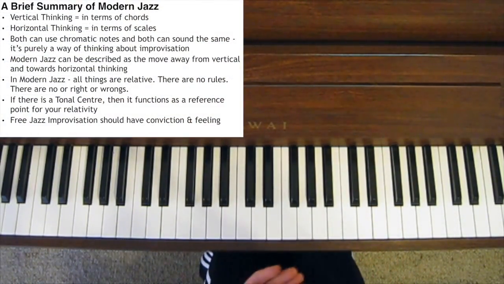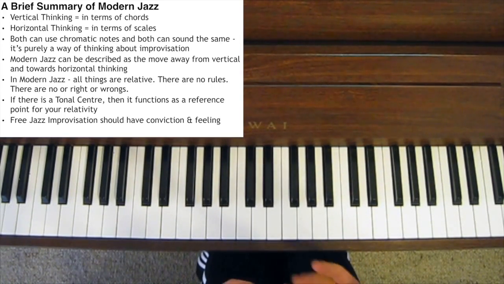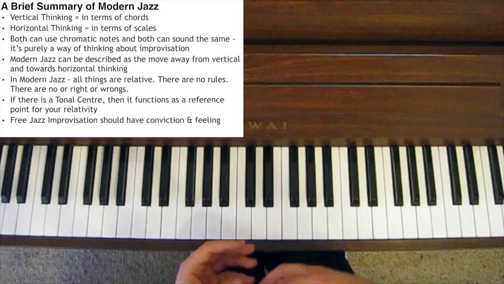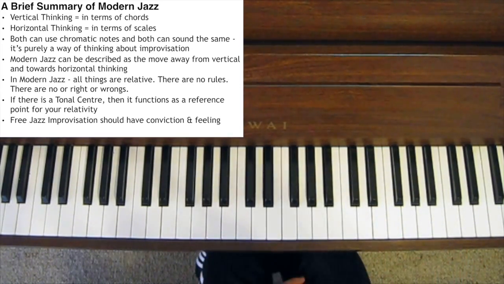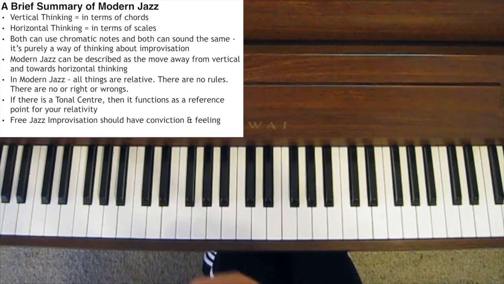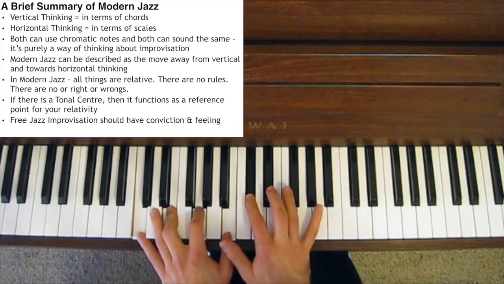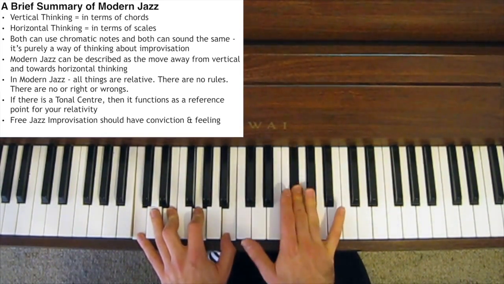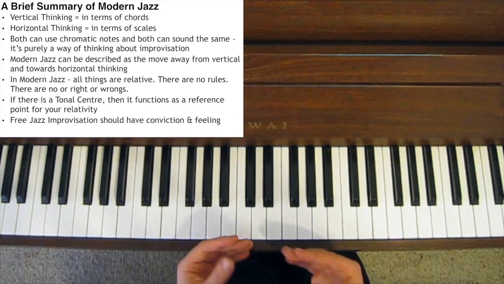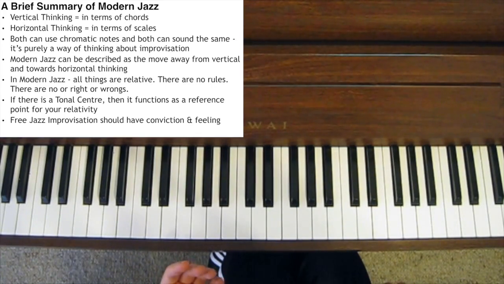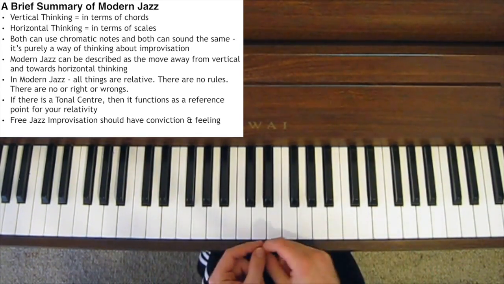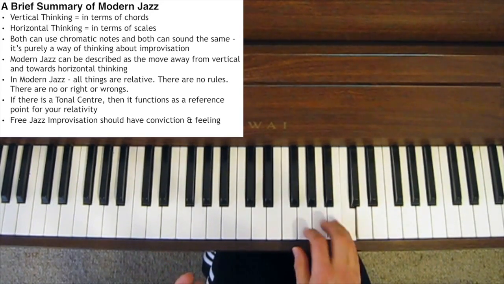Now another way to express this is that there are two ways of thinking about improvisation. There's vertical thinking, that is in terms of chords or vertical structures. You can still play chromatic notes, but you're thinking about them in terms of chords and chord degrees. So in terms of a flat 9 or a sharp 9 or 11 or a sharp 11. And then there's horizontal thinking, that is thinking in terms of scales and melodies. Now here too you can play chromatic notes, but you're thinking about them in terms of scales and scale degrees.